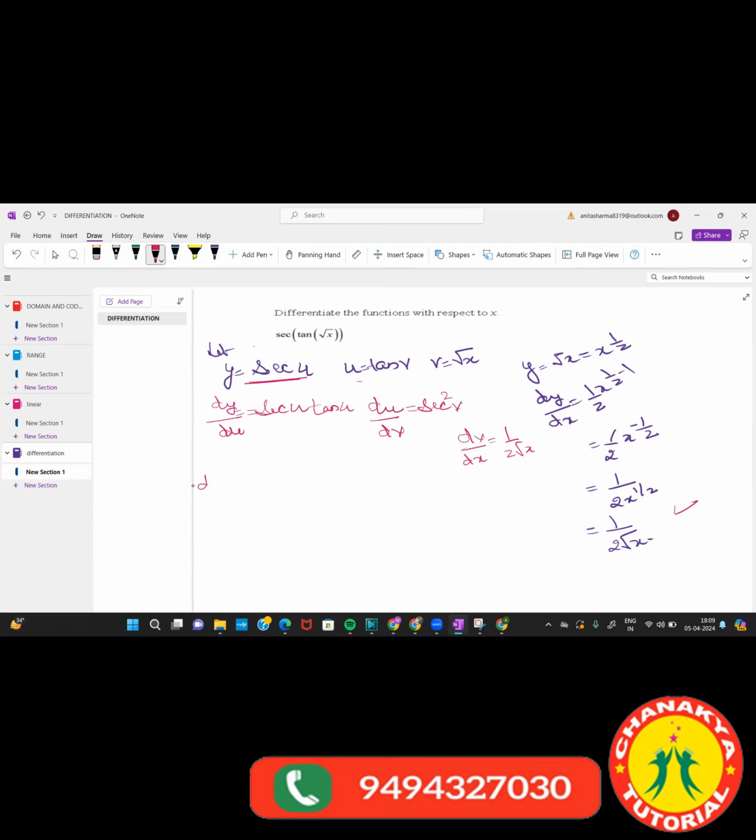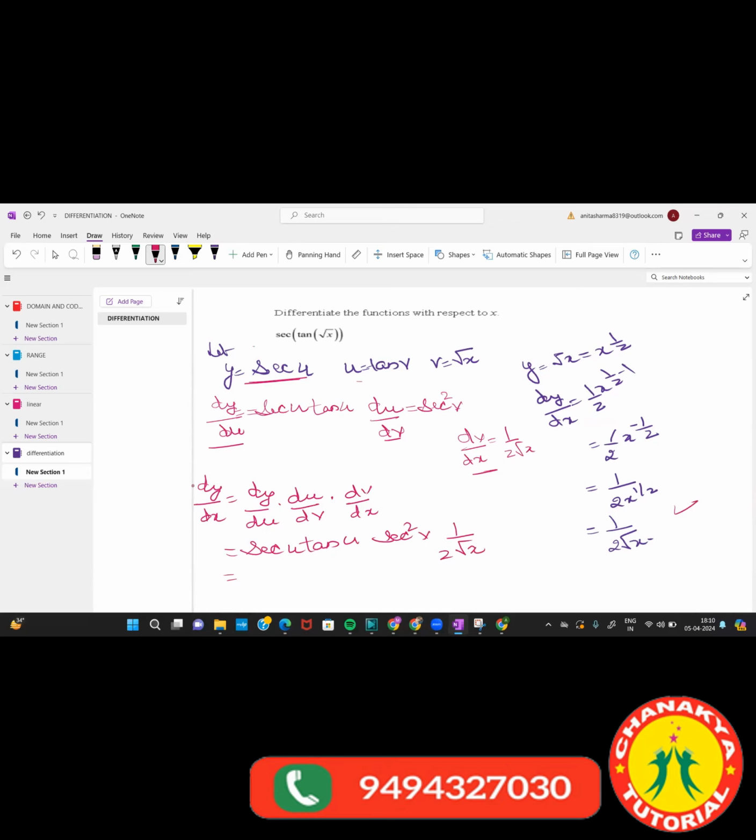So now we have to find dy by dx. You will write all the functions here: dy by du times du by dv times dv by dx. Now put the values. dy by du is sec u tan u, into secant square v, into 1 upon 2 root x. Got it, beta, this one?